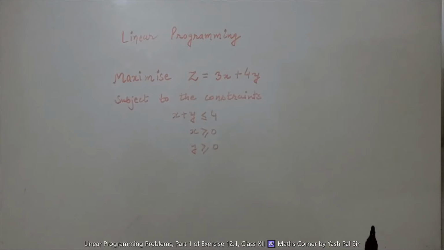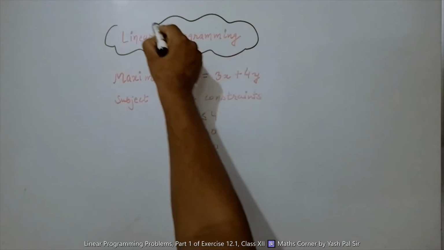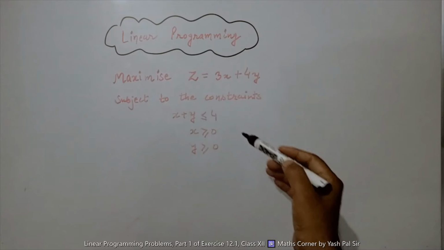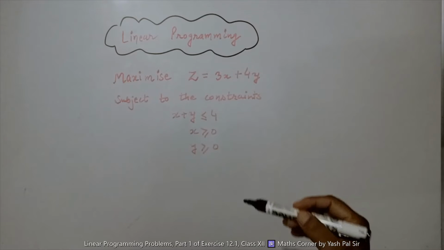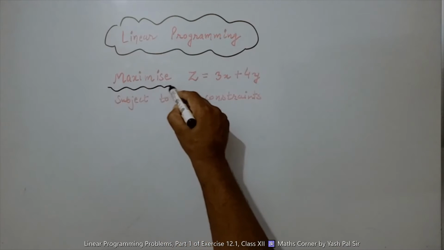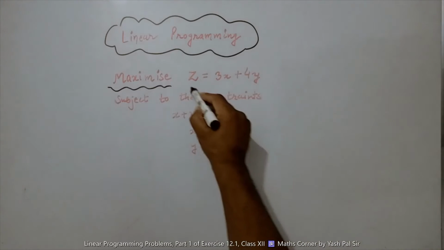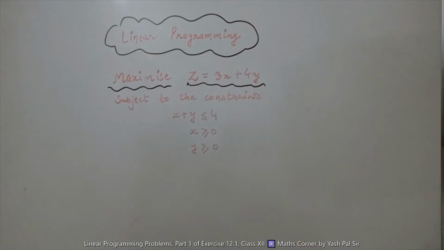Linear programming. What is programming? This is the topic of the day. We shall discuss this. My dear students, a linear programming problem is one that is concerned with finding the optimal value. What is optimal value? That is finding the maximum or minimum value of a linear function. This is the linear function, and this linear function is called the objective function, of several variables.